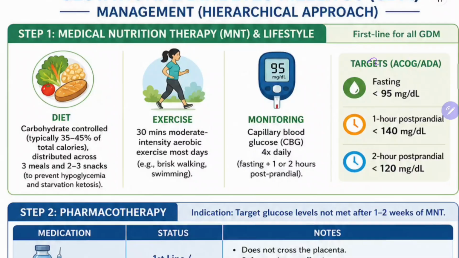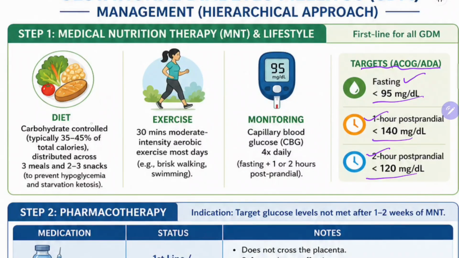So what are the targets according to ADA and ACOG? Targets are: fasting should be less than 95, 1 hour should be less than 140, 2 hours should be less than 120. Remember, 95, 140, 120. For diagnosing, it is different: on the 75 gram OGTT, more than 95 fasting, more than 180 at 1 hour. Here I am talking about diagnosing. Just remember, targets: fasting less than 95, 1 hour less than 140, 2 hour less than 120. 95, 140, 120.